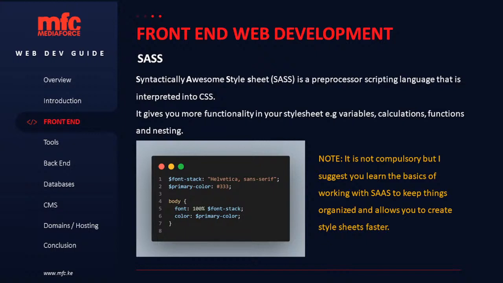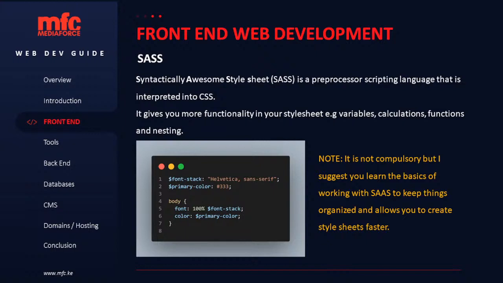And I've given an example of the code. You can see we have declared a variable for the font and the primary color. So inside the body element, you can see the color, we have set it to the primary, which is the color code 333, which I think is a dark color, a shade of black. So all elements within the body are going to have this primary color as the main color.